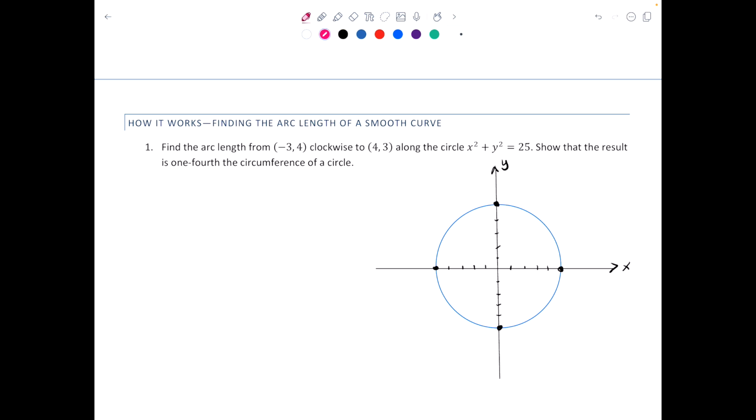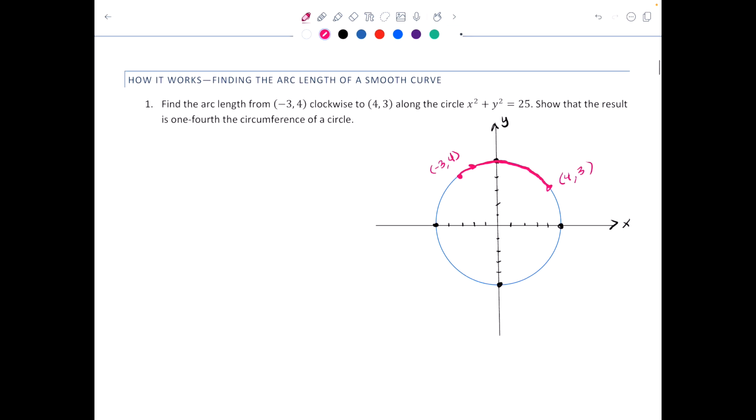So we'll have (-3, 4). It will be about here. And then we're going clockwise until we get to (4, 3). So our arc length is moving this way, right? And it goes all the way here. This is the arc length of interest. Groovy? So here we go.